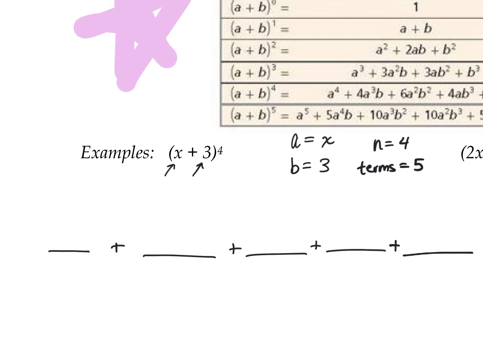So I'm going to start with my a value, and I'm going to set my first term as a to the n power. In this case, x to the 4th. And then going left to right, I'm going to remove 1 exponent from my first term every time.